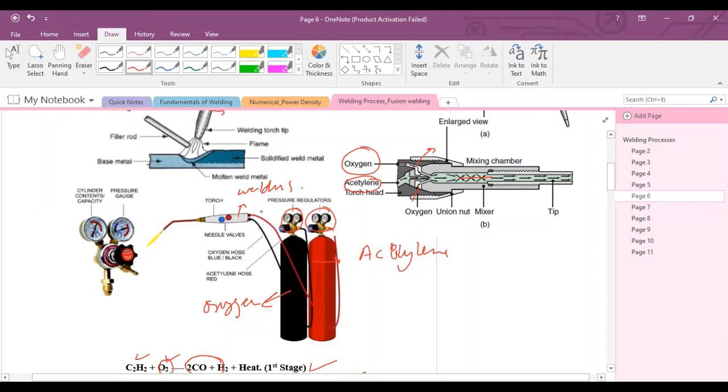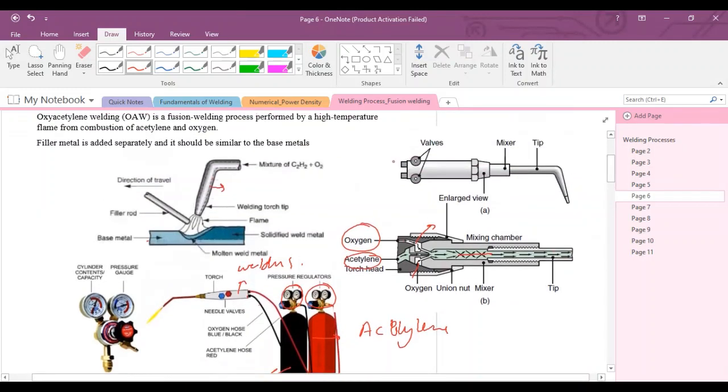There are two valves, blue and red, as you can see on the torch, which are used to regulate the flow of both gases. Both gases will pass through the mixing chamber, and in this chamber, these two gases will mix together, and this tip is only used to direct the mixture of both gases.